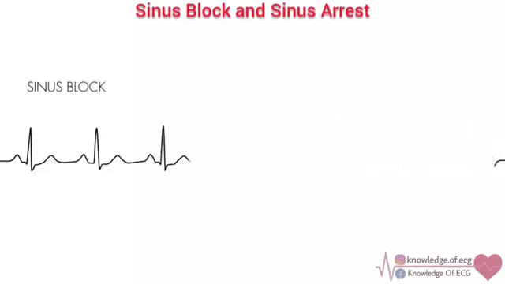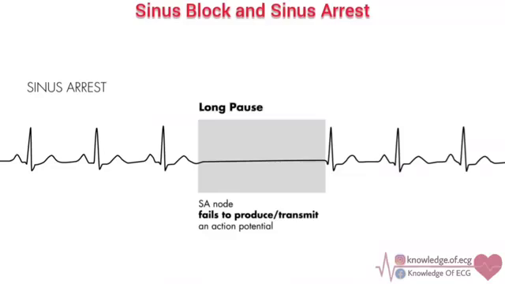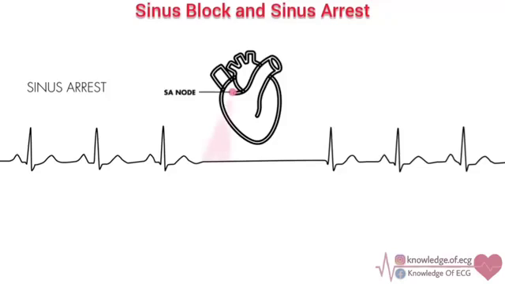This is slightly different than what you could see in sinus arrest. That's because in sinus arrest, this long pause is reflective of the complete failure of the SA node to produce or transmit electrical impulses. In other words, the SA node just doesn't produce any more action potentials, and therefore no more cardiac electrical activity, until another electrical focus within the heart takes over. As a result, this pause may be longer, and eventually, the heart will conduct a beat that is not sinus.